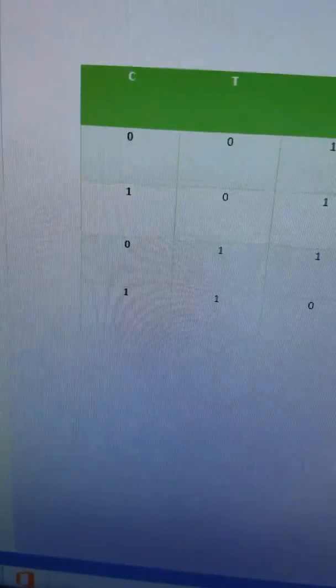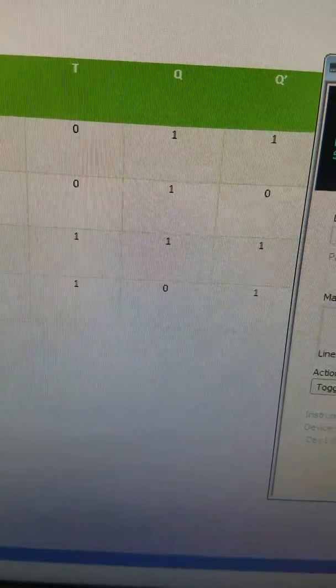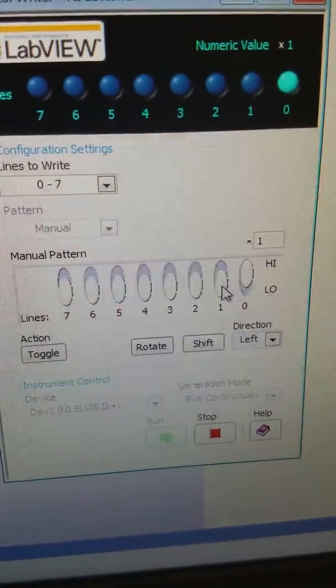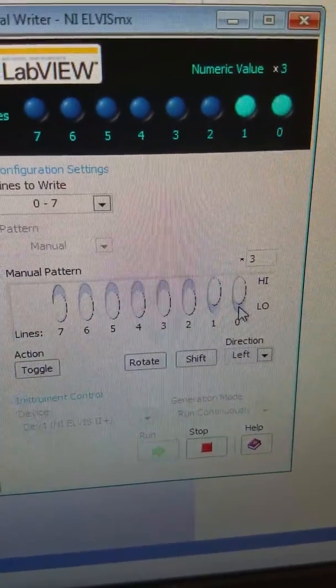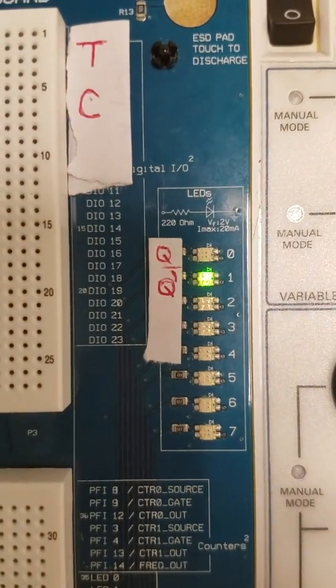For the next case, when both C and T are high, we're expecting Q prime to be high. So when both C and T are high, we're expecting Q prime to be high. And we can see that that's the behavior.